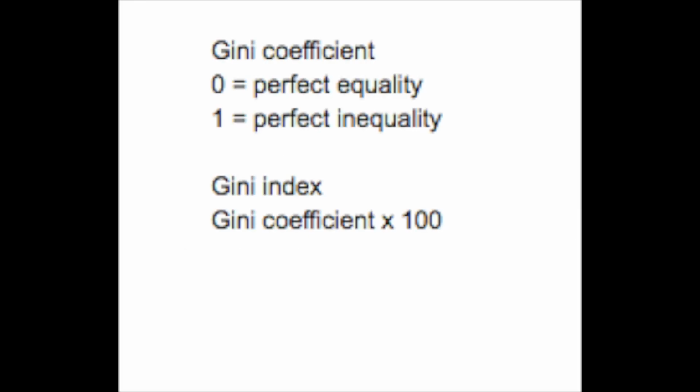Therefore, a country's Gini coefficient being closer to 0 would mean that the country is quite equal, as the national share of income is quite equally distributed among its population. And the closer a country's Gini coefficient is to 1, the more it depicts a highly unequal society. The Gini index is simply the Gini coefficient times 100, and this is just another way to measure and compare the level of inequality amongst different countries.